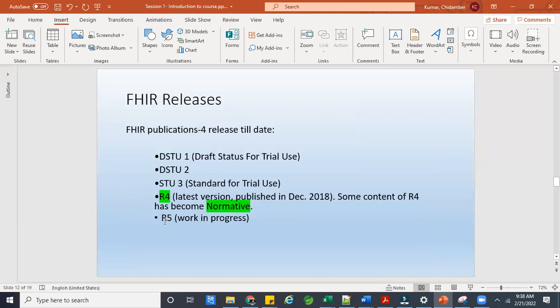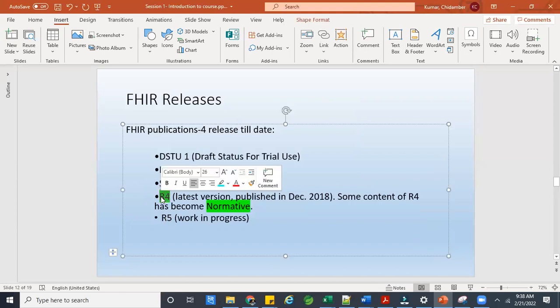What we will go through in this particular course is the R4 version, because R4 is what is considered stable. In FHIR terms, they call it normative, but let's understand it as meaning stable. We'll relook later at what normative means in detail. R4 is available, considered stable, and widely accepted around the globe for implementation. So we'll cover R4 only.